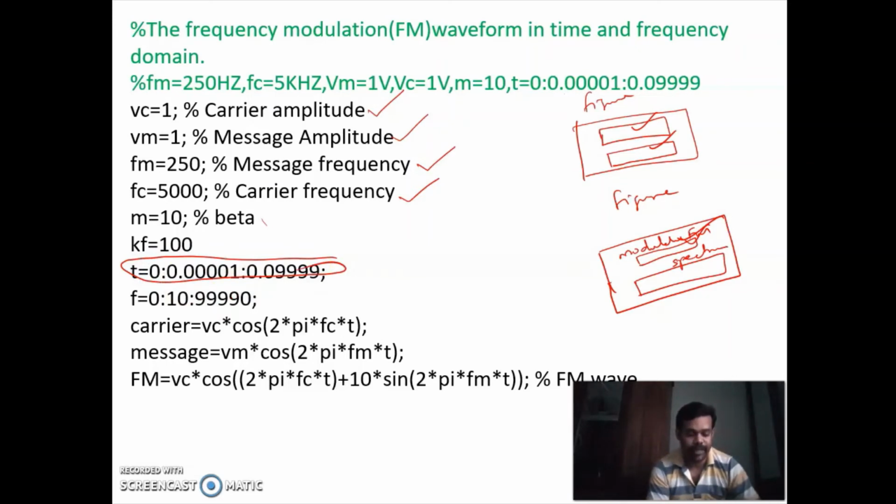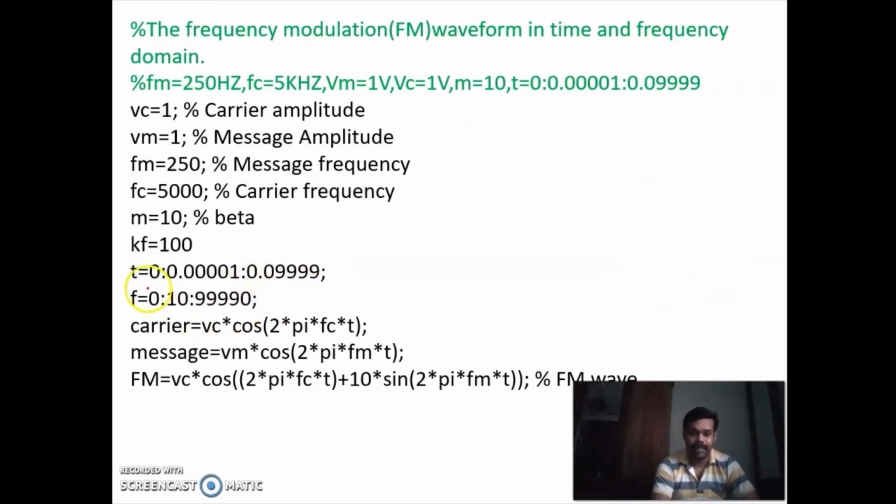So we are defining the time axis. T is equal to 0 to 0.0999 and the increment value is 0.00001. Okay, then we are defining the frequency axis, that is 0 to 99990. Then the increment is 10 Hz.